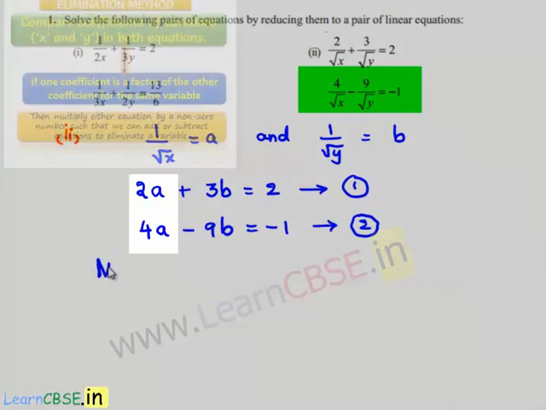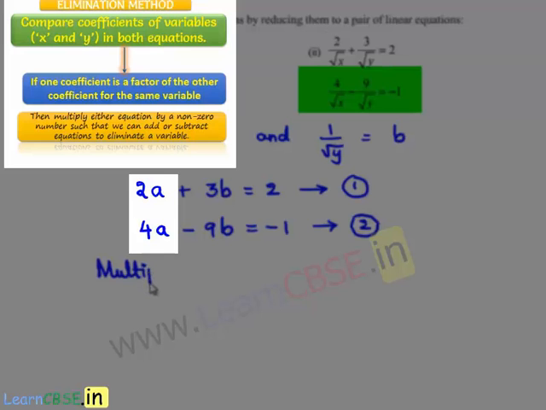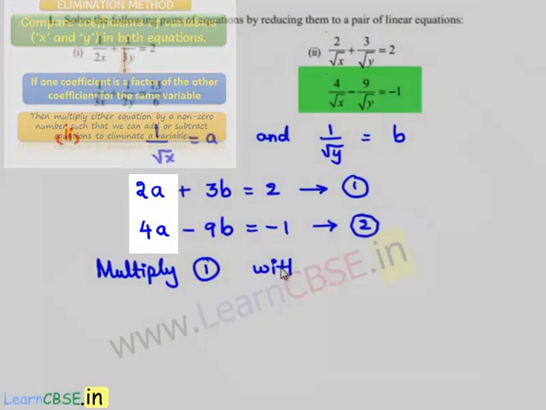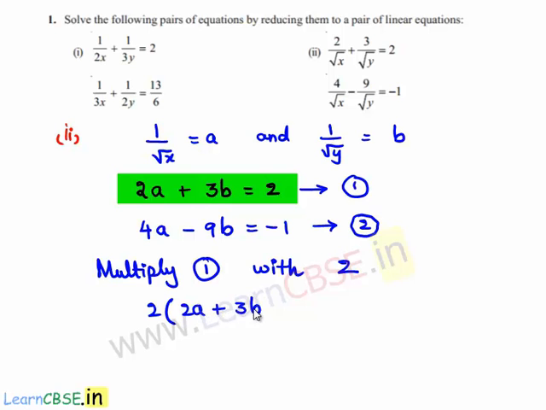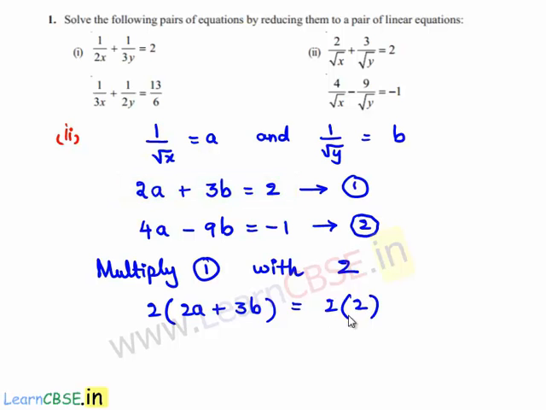Now multiply equation 1 with 2. That is 2 times the left hand side, 2a plus 3b, is equal to 2 times the right hand side, which is 2 times 2. We will be getting 4a plus 6b is equal to 4. Name this equation as equation number 3.